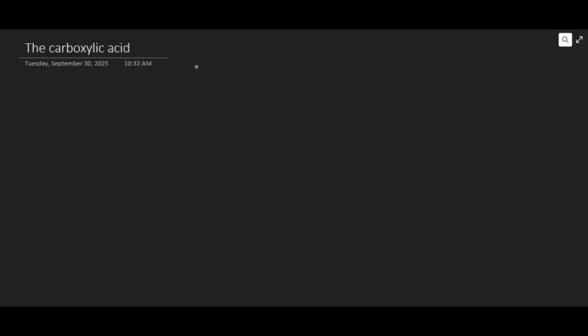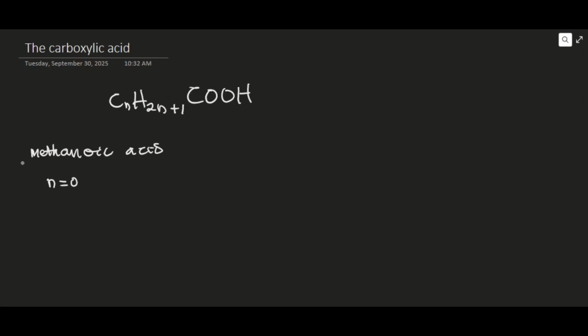Welcome back. In this series, we'll look at the carboxylic acids. Carboxylic acids have the general molecular formula CnH2n+1COOH. The first member of this series is methanoic acid, which has only one carbon atom. That is when n is equal to 0. If n equals 0, it means the first carbon atom is no longer there.